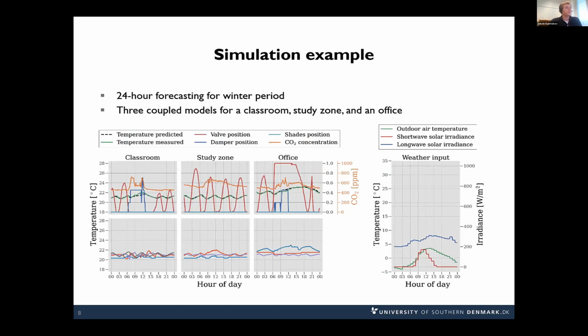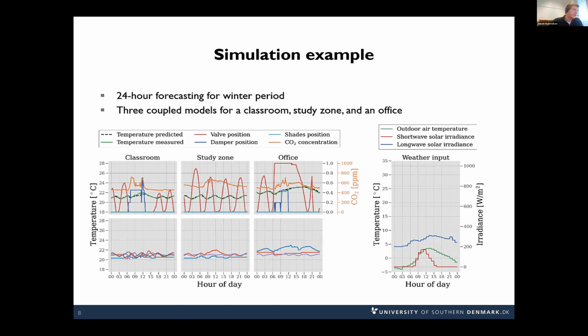And finally, I just want to show a simulation example. What does it look like when we take these models and run them for a period? Here we have 3 different coupled models, one for a classroom, a study zone, and an office. And we have simulated this model for a 24-hour sequence. The green lines are the measured temperature in each space, and the black dashed line is the predicted temperature. So we can see that the model is quite accurate in predicting the indoor temperature.